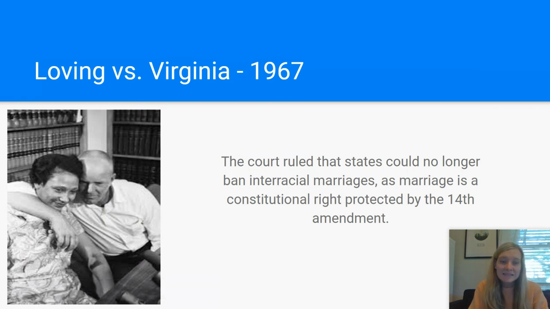This is a really interesting case to read about. Basically, Loving is the last name of this couple that you see here on the left. In the 1960s, up until 1967, it was illegal for people of different races to marry. That is what we call interracial marriage. And in 1967, because of these two people right here, in the case called Loving versus Virginia, the court ruled that states could no longer ban interracial marriage, as marriage is a constitutional right protected by the 14th Amendment.